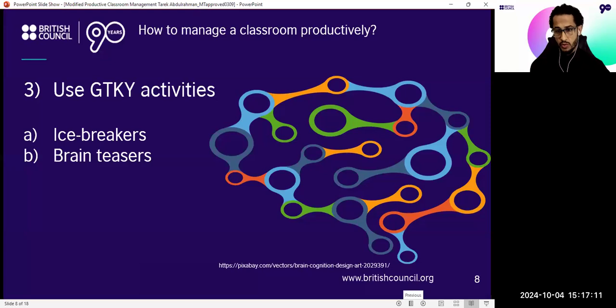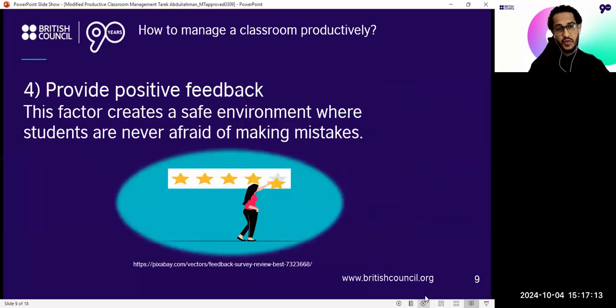Let's move to the next advice, which is providing positive feedback. A positive feedback is always, always important. This factor creates a safe, so we need to relate this to the definition of management, safe environment, which is really important. Safe environment. In this environment, students are not afraid of making mistakes. Make mistakes, not a shame. In your classroom, everybody can make a mistake, even us as teachers.